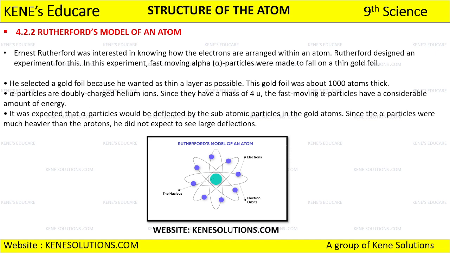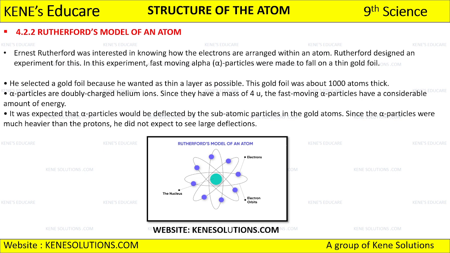Then the question is, why did he choose alpha particles? Because it is stated above that in this experiment, fast moving alpha particles were made to fall on the gold foil. Now you know the reason for using a gold foil, right?